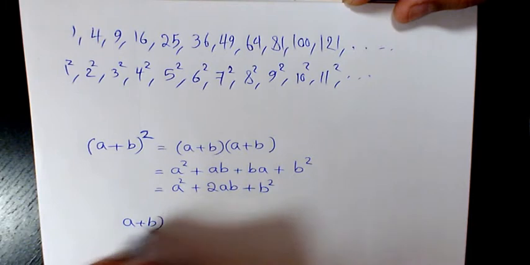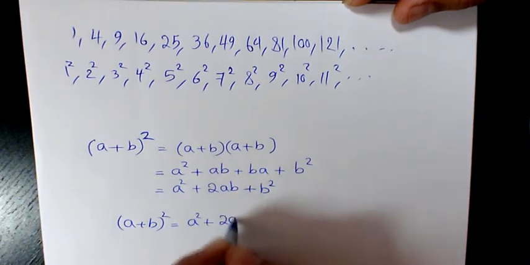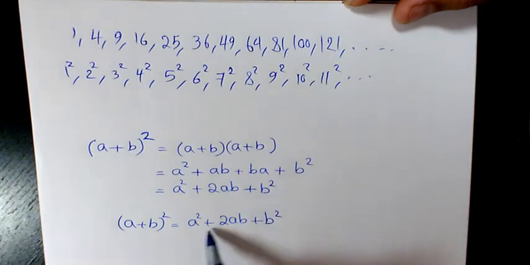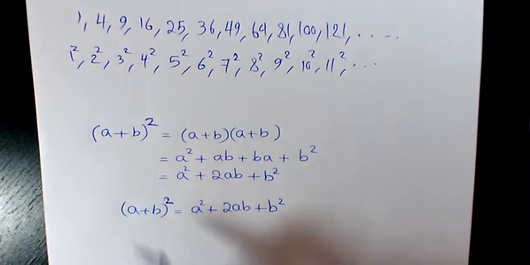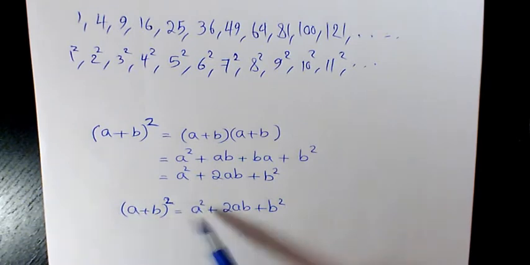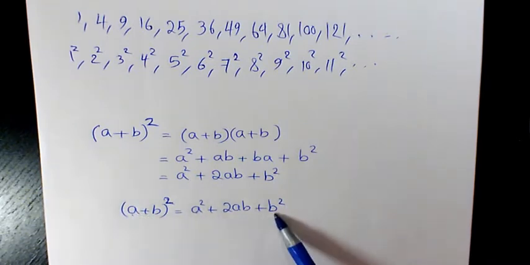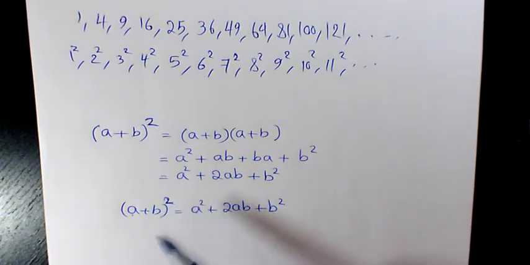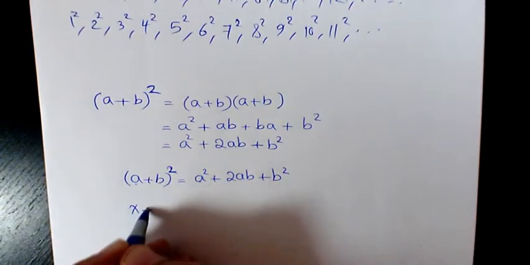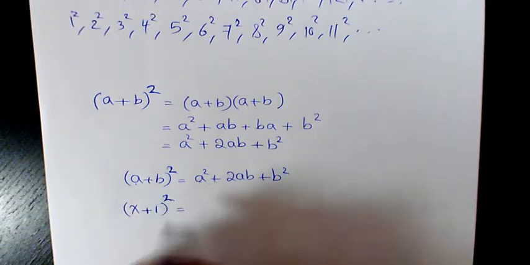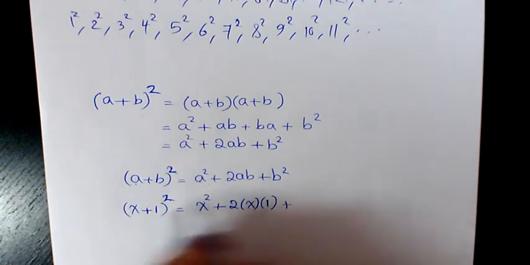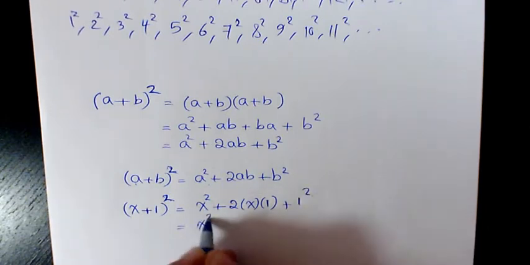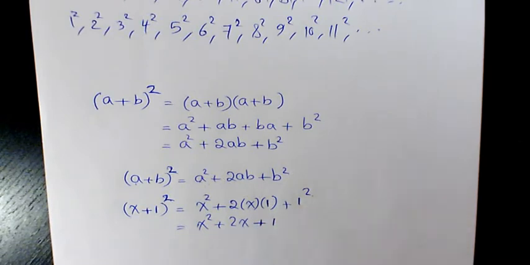So this is the perfect square trinomial: a squared plus 2ab plus b squared. If you have two terms inside this bracket to the power of 2, the first number is a squared, the third number is b to the power of 2, and the middle term is 2 times the first number times the second number. For example, if I want to say what is x plus 1 to the power of 2, you're going to say x to the power of 2, plus 2 times x times 1, plus 1 squared, or x squared plus 2x plus 1.